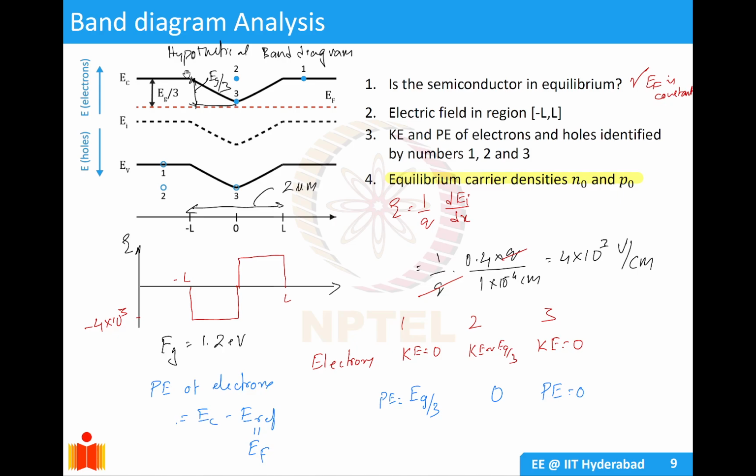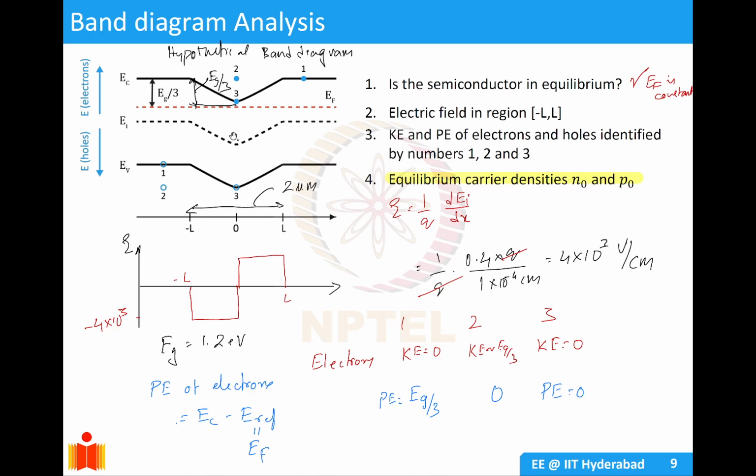So now let's come to another example, another analysis of a band diagram. You have another hypothetical band diagram. Your Fermi level is Eg by 3 from the conduction band, and then after some time EC drops very close to the Fermi level, then moves back up.